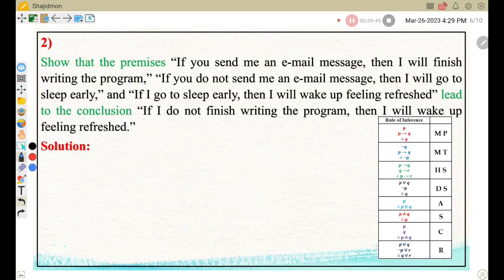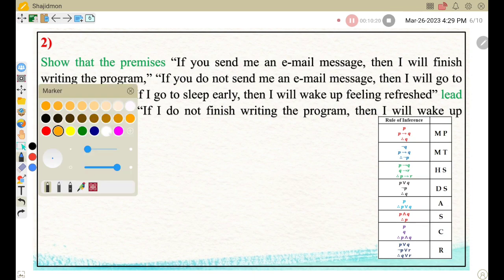So based on these, we will practice one question here. You can see, show that the premises: If you send me an email message, then I will finish writing the program. If you do not send me an email message, then I will go to sleep early. And if I go to sleep early, then I will wake up feeling refreshed. Lead to the conclusion: if I do not finish writing the program, then I will wake up feeling refreshed. We need to use the rules of inference and show the premises lead to the conclusion. That is our question here.